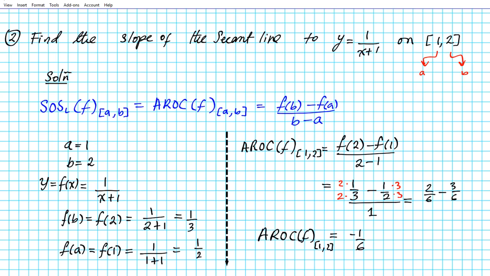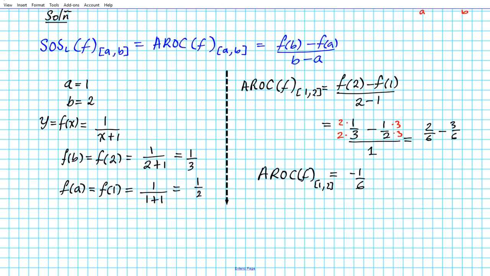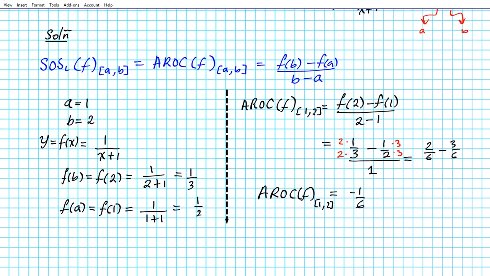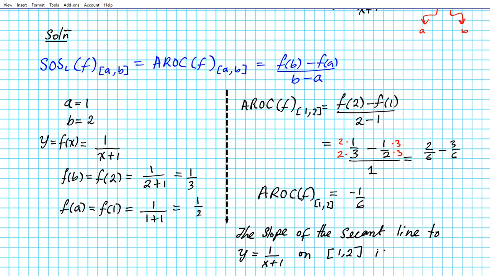Now, let's state what our answer is. We want to make sure we're answering the question. The question asks for the slope of the secant line on that interval. So let's write it. The slope of the secant line to the function y equals 1 over x plus 1 on the interval 1 to 2 is negative 1/6. Bam. So there goes our final answer.